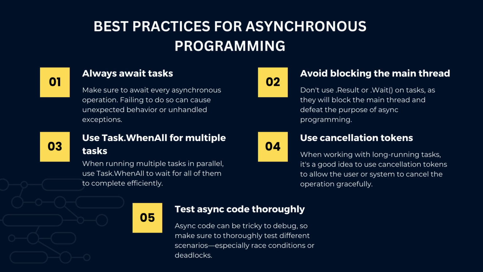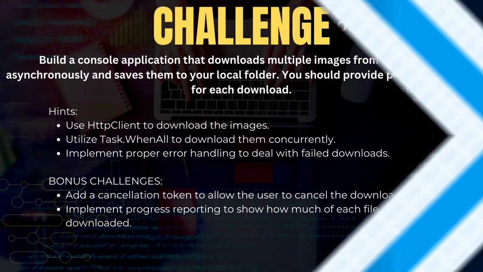Use cancellation tokens. When working with long-running tasks, it's a good idea to use cancellation tokens to allow the user or system to cancel the operation gracefully. Test async code thoroughly. Async code can be tricky to debug, so make sure to thoroughly test different scenarios, especially race conditions or deadlocks. By following these practices, you can write clean, efficient, and reliable asynchronous code.